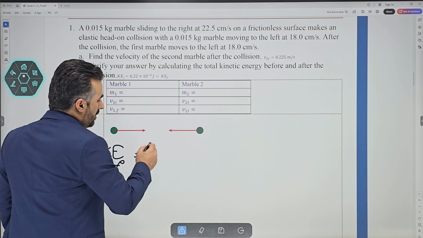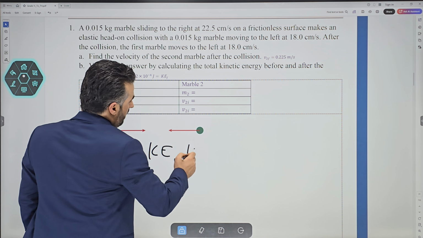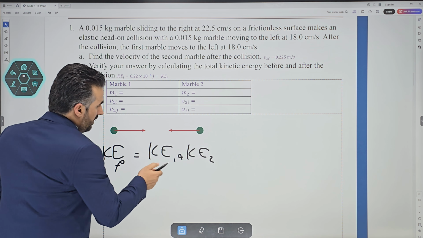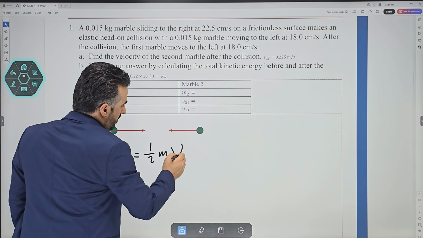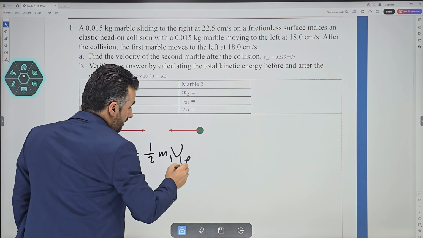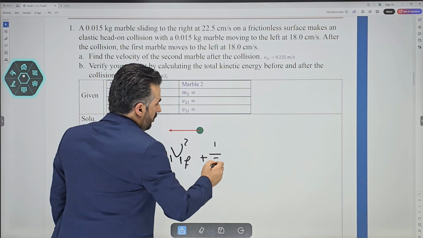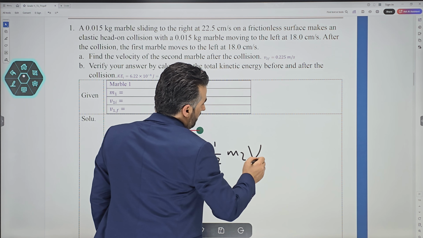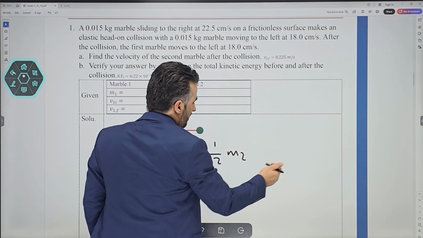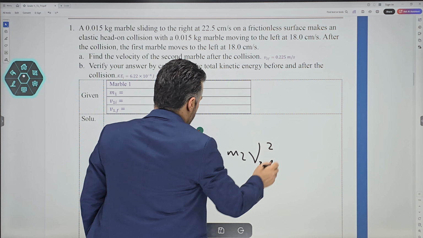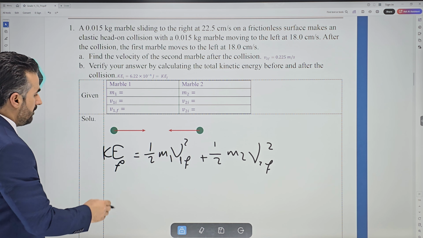We'll say kinetic energy of object 1 plus kinetic energy of object 2. Kinetic energy of object 1 is 1/2 mass 1 times v1 final squared, plus 1/2 mass 2 times v2 final squared.